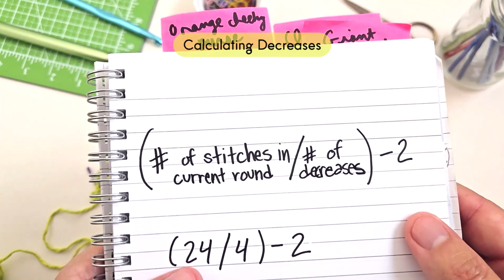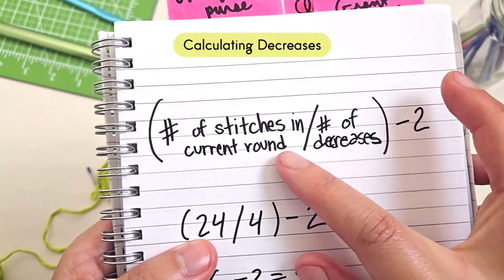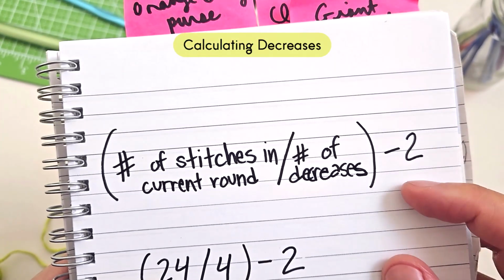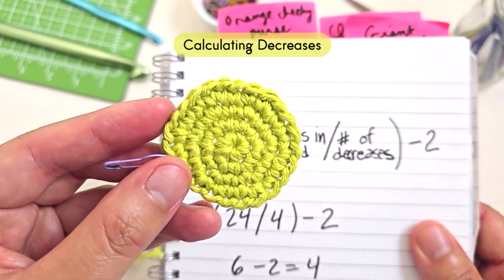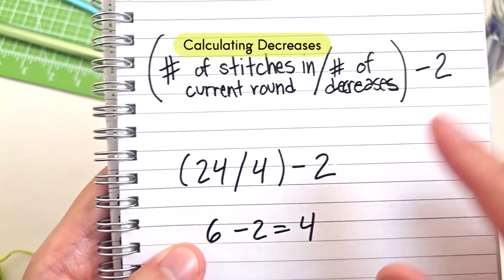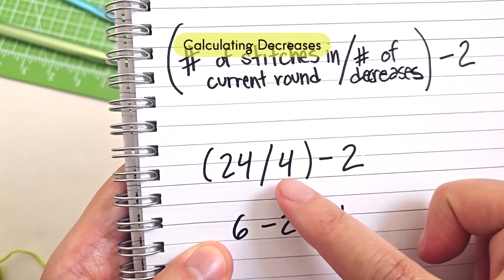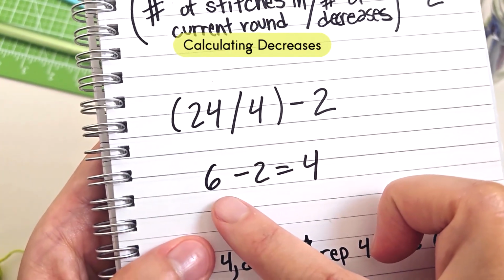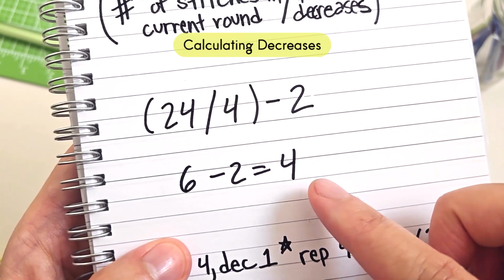So when I want to know how many stitches I need to make before doing a decrease in my next round, all I do is take the number of stitches in my current round and divide that by the number of decreases that I want to make, minus 2. So here in my current round I have 24 stitches. So then I'm going to take 24 and I want to make 4 decreases, so 24 divided by 4 is 6, and then 6 minus 2 is 4, so now I know I need to make 4 stitches before doing a decrease in my next round.